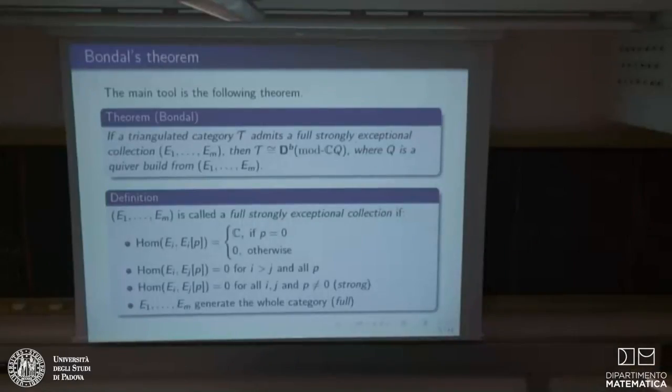And the third condition means that all arrows are concentrated in degree zero. And the last condition is that these objects generate the whole category. So when these conditions hold, then the quiver is actually built from these homomorphism spaces. Okay. And there is such an equivalence.